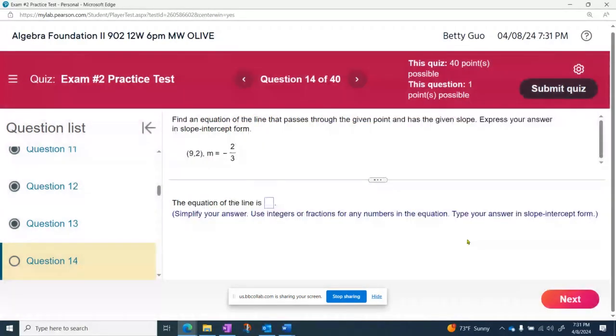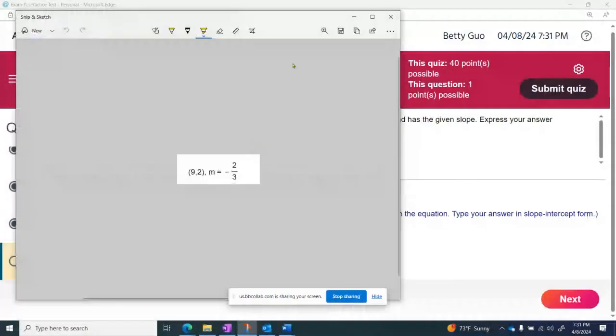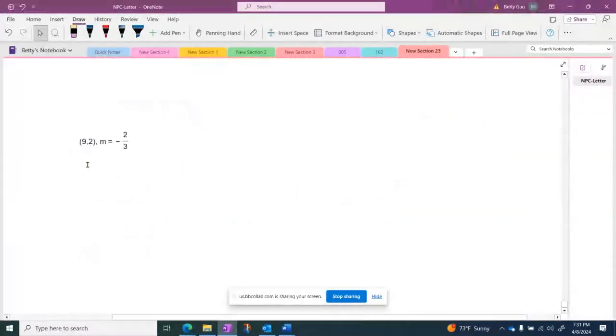Next, find an equation of the line that passes through the given point and has the given slope. Express your answer. Read the information in the parentheses. Simplify your answer. Use integers or fractions, that means no decimals. Type your answer in the slope-intercept form. Slope-intercept form. So that's also very important. Let's see. We had a similar problem earlier. And it seems you do need to handle fractions, so be cautious of that. Practice fractions if you need it.